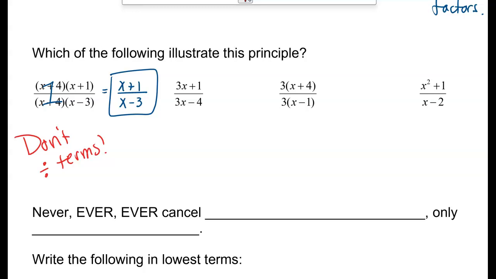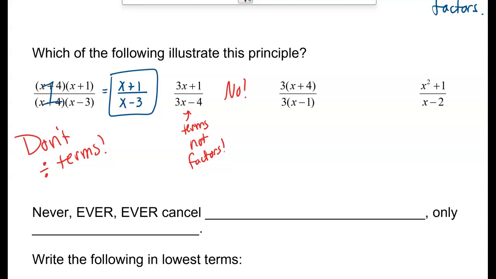All right, how about the next one? 3x plus 1 divided by 3x minus 4. Can we simplify this? We can't simplify this because those are terms, not what? Not factors. Now, I keep saying the words factors, which means we're going to have to do what probably to get them? Factor. Right?